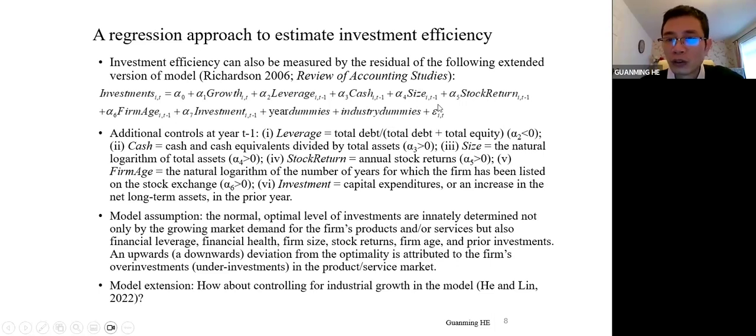If it is too positive, that means the companies overinvest to a substantial degree. So too is for the case of underinvestment. It could be measured by to what extent the residue of this regression is negative.